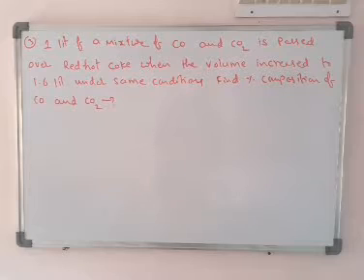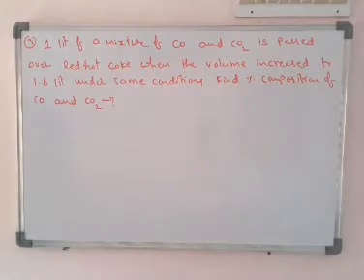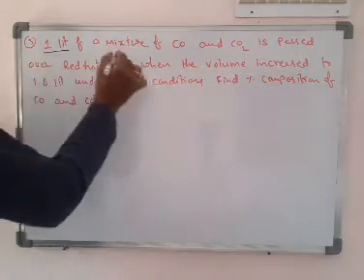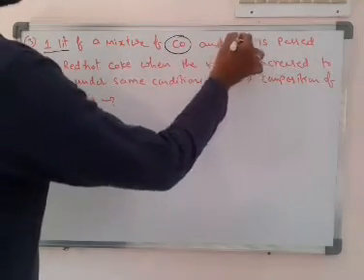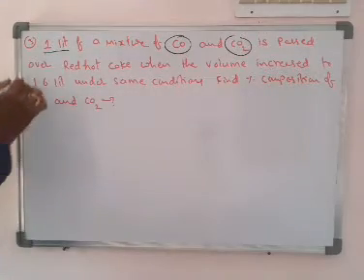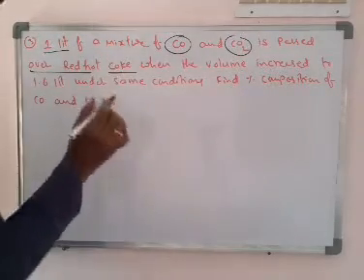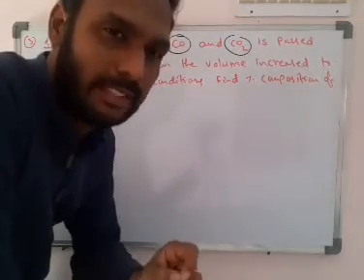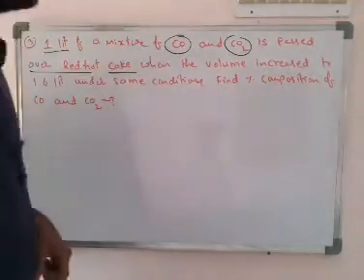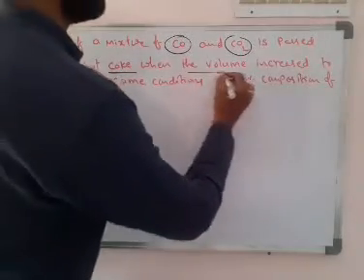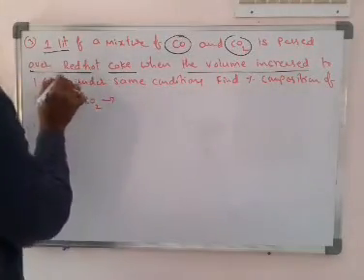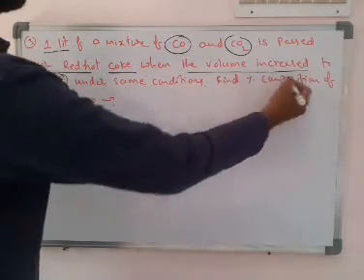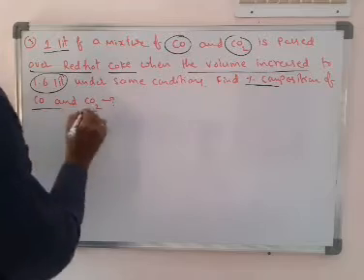Okay, see question number 3. Here it is given that 1 liter of a mixture of carbon monoxide and carbon dioxide is passed over red hot coke. Coke means nothing but carbon, and red hot means very hot condition. The clue is given: the volume increased to 1.6 liters under the same conditions. So find the percentage composition of CO and CO2.